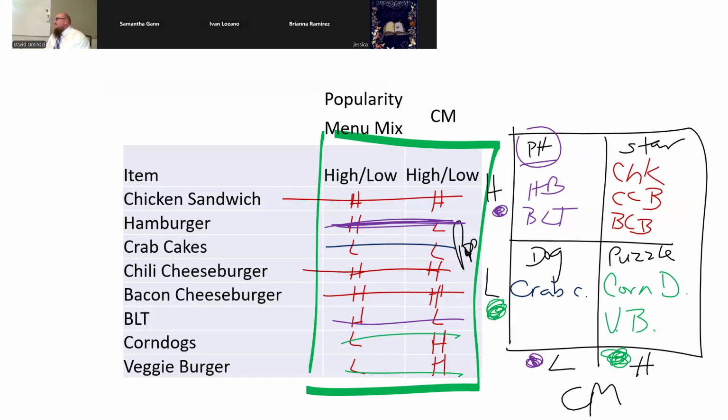But it doesn't stop there. It's not a one and done. Let's talk about this menu. So our stars: chicken sandwich, chili cheeseburger, bacon cheeseburger. Those are our stars. How might we draw people's attention to those on our menu?